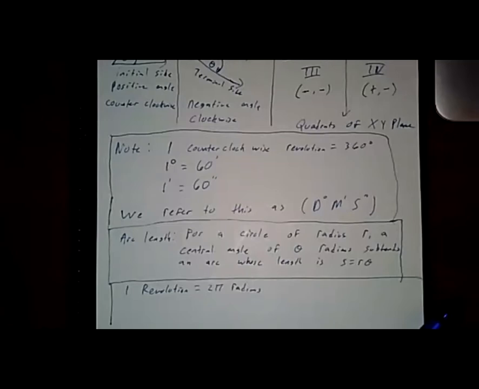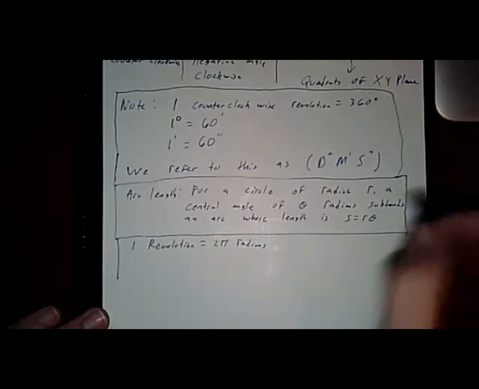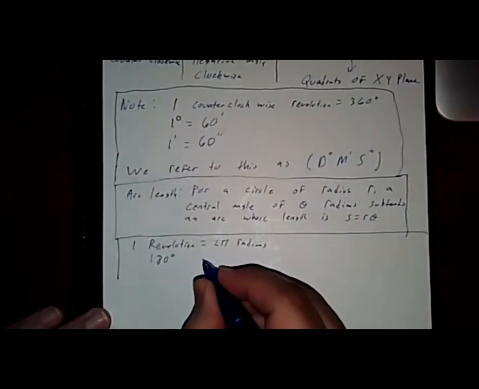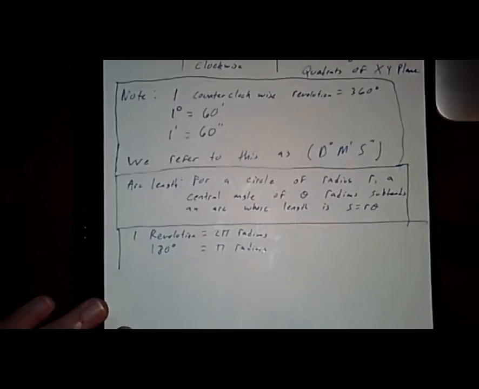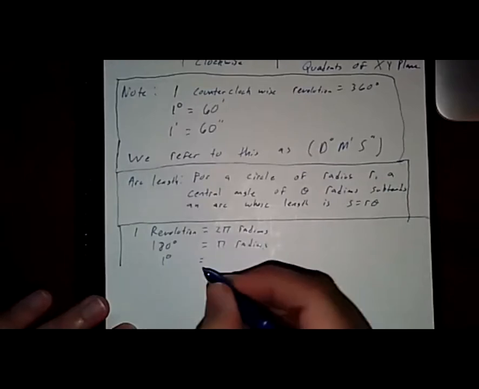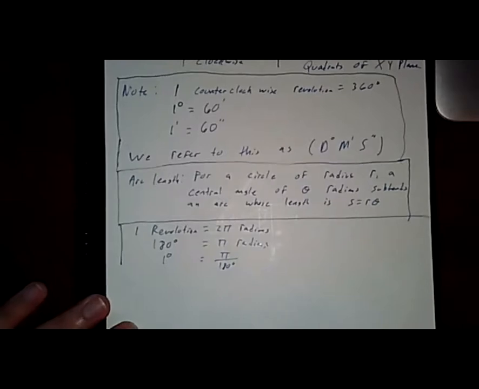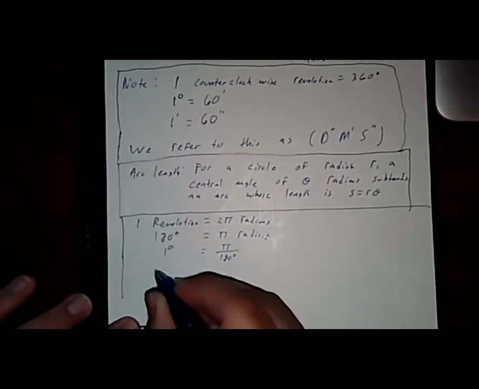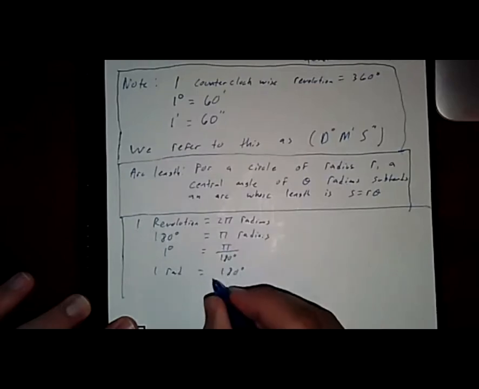So let me give you the formulas. The definition: 2 pi radians means 360 degrees is the same as 2 pi. So in radians, going around one time is 2 pi. 180 degrees, which is a half turn, is equal to pi radians. 1 degree is equal to pi over 180 radians. 1 radian is equal to 180 degrees over pi.